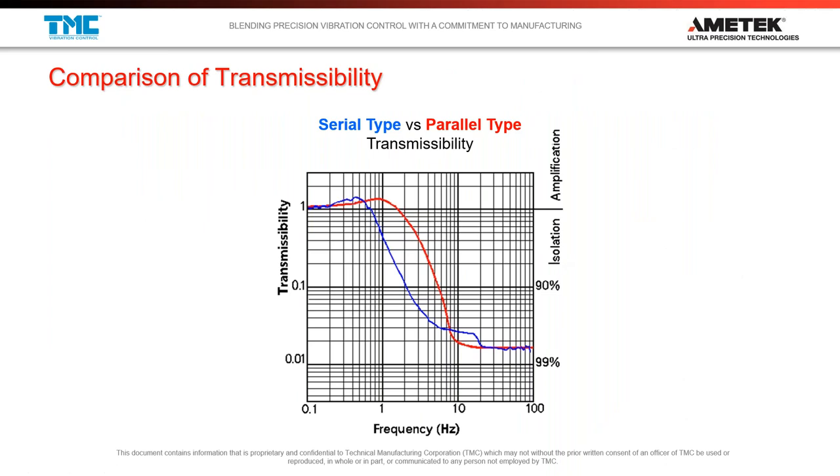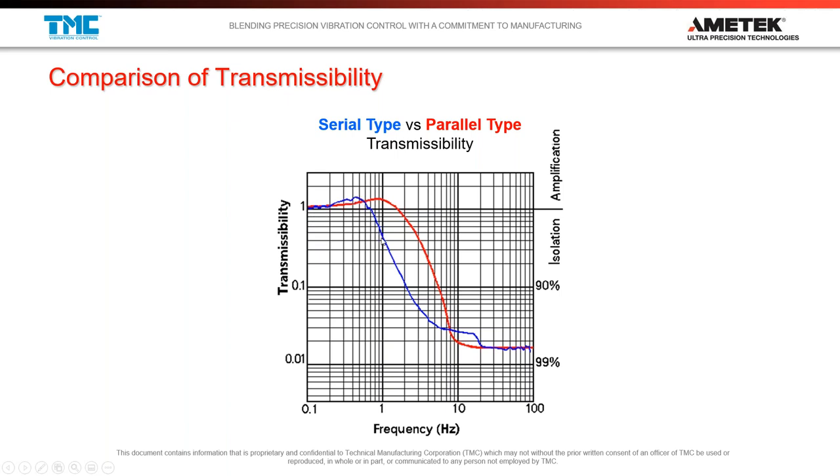Here's the difference in transmissibility that you see between a serial type and a parallel type system. This is similar to the transmissibility plot that we saw before, where you have unity, and everything above unity is amplification and everything below unity is isolation. The blue curve here shows an example serial type curve.